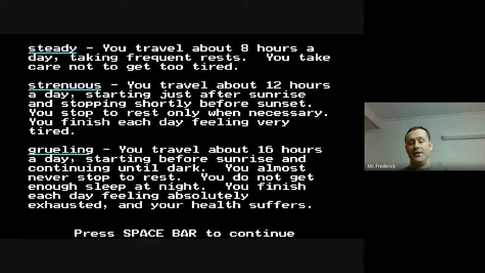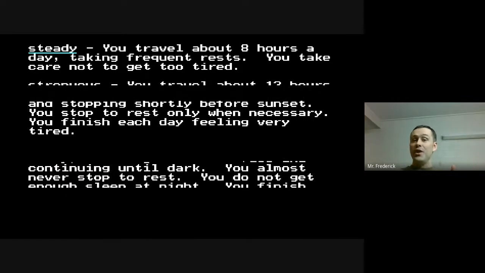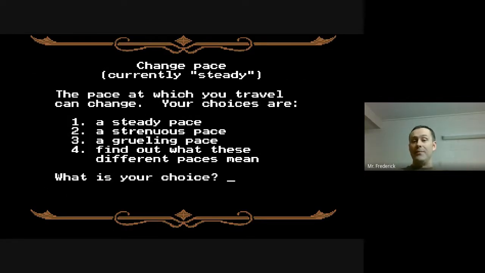Press spacebar to continue. So depending on how fast you go, you will have a negative impact on your health. I recall my health is good. I'm going to start at a strenuous pace.